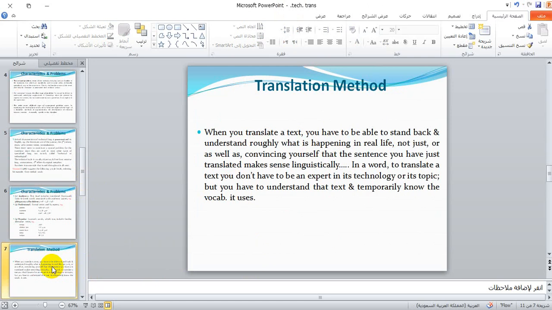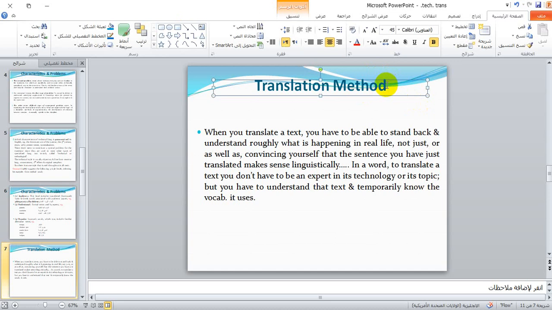Translation method. In this section, inshallah, we will deal in some detail with the different techniques recommended for translating technical terms and text.